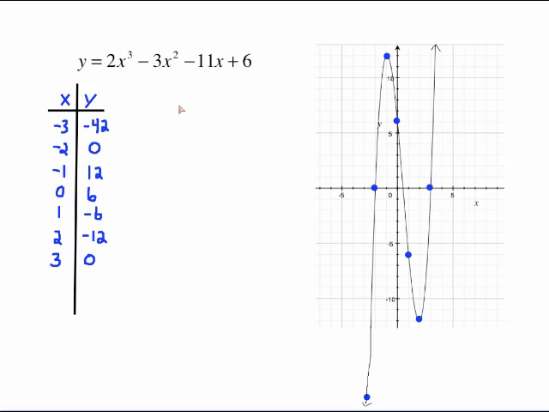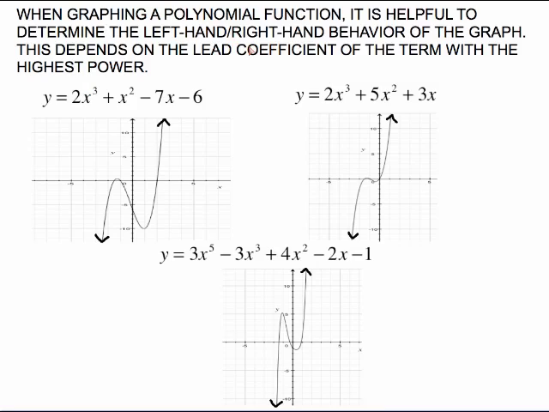There are a couple little tools you're going to have to put in your tool belt to be able to put graphing the function together where you don't have to use a huge t-chart. So let's look at something called left-hand, right-hand behavior. When you're graphing a polynomial function, it's helpful if you understand the left-hand, right-hand behavior.